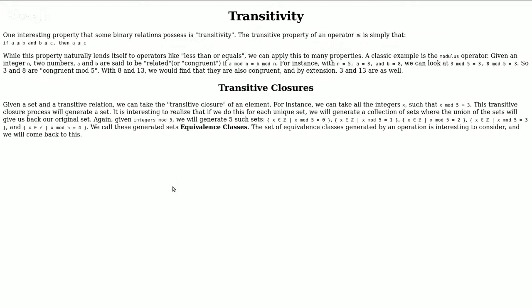What's really cool is it turns out that this divides the integers into 5 sets. And we can give these sets names like 0, 1, 2, 3, and 4. Every integer gets classified into one of those sets. And if we take the union of them, we get back the integers. These sets are called equivalence classes. Also, generating the equivalence class is called taking the transitive closure.